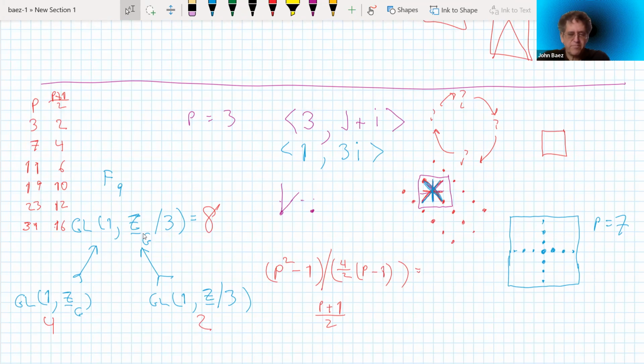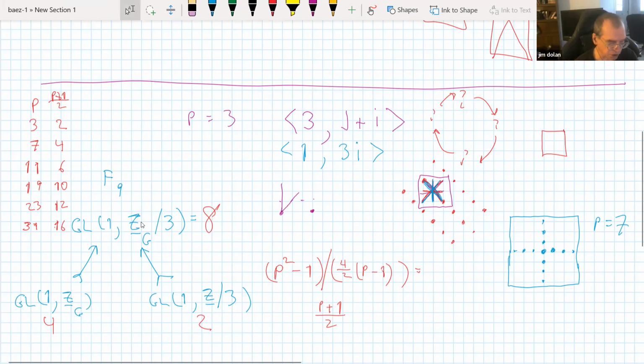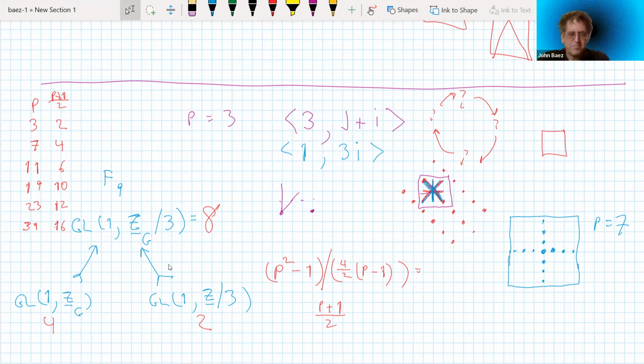No, I was just trying to make sure I understood what GL1 of the Gaussian integers mod p has to do with Galois theory. So now let's see. I thought you were saying something about the cokernel here, that the Artin reciprocity theorem is telling us. You're really reading more into my comment than I was trying to put in there, but maybe true though.